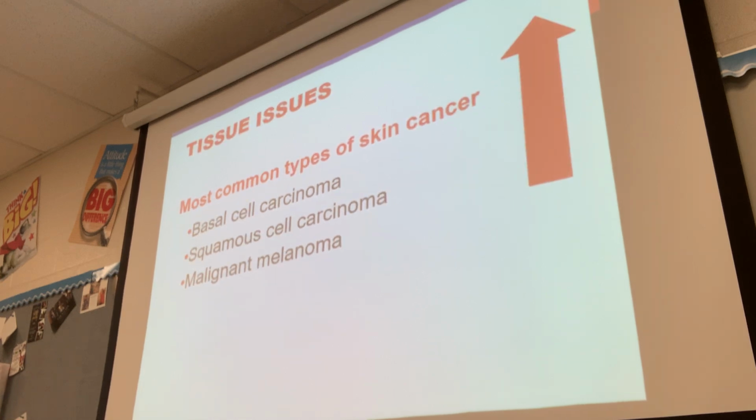The most common types of skin cancer: basal cell carcinoma, squamous cell carcinoma, and malignant melanoma. So those are the 3 most common types you're going to see in the medical profession. Now, it's obviously not the only types, but they are the 3 most common. Malignant melanoma, that's the scary one. Malignant melanoma can do something called metastasize. When it metastasizes, it goes into the bloodstream and it goes to different parts of the body.